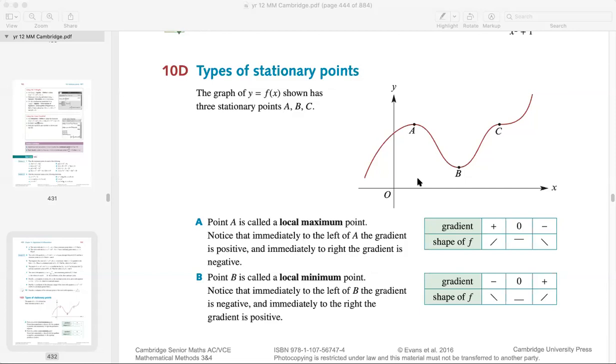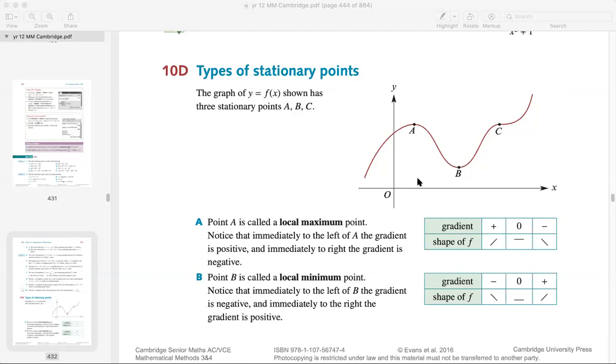And for B, essentially it means we get negative, so the graph decreases, and then we get increase. So from decrease to increase, or from negative to positive, we get a local minimum. But for point C, it's both increasing or both positive, so essentially we have the same sign of the gradient at the left and right. So my point C is a point of inflection.